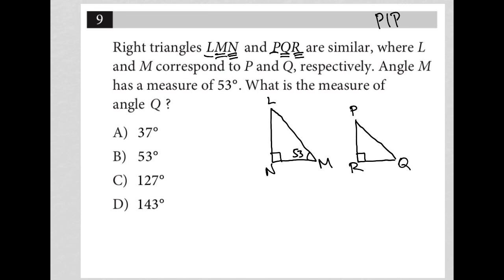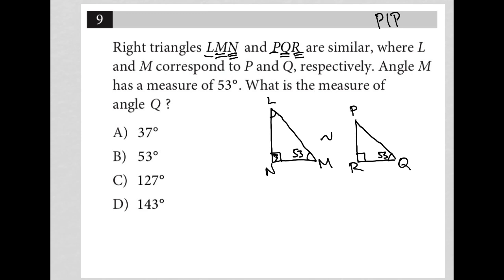If that's 53, and we know this is 90, we can figure out what L is if we need to. What else do we know? Oh, also, if these two triangles are similar, that means Q would also be 53, because in order for two shapes to be similar, their angles have to be congruent, right? So their side lengths are proportional, but the corresponding angles are actually congruent. So that tells me that that's 53.